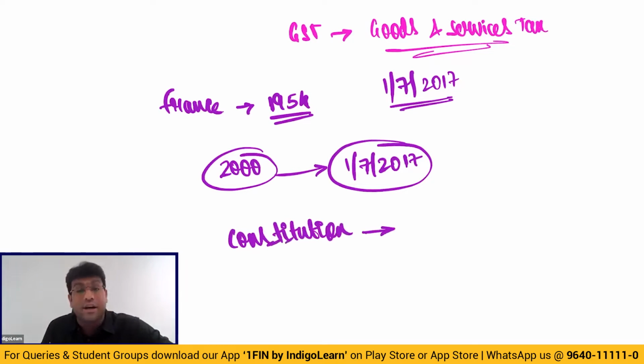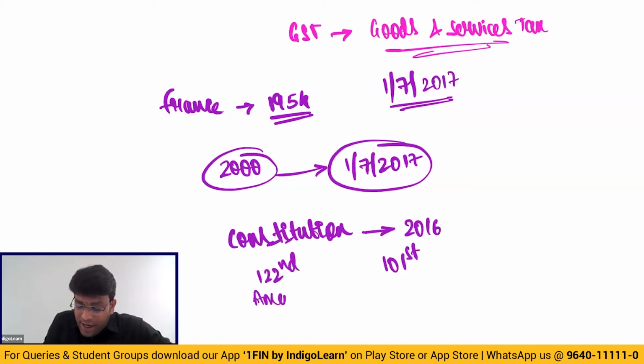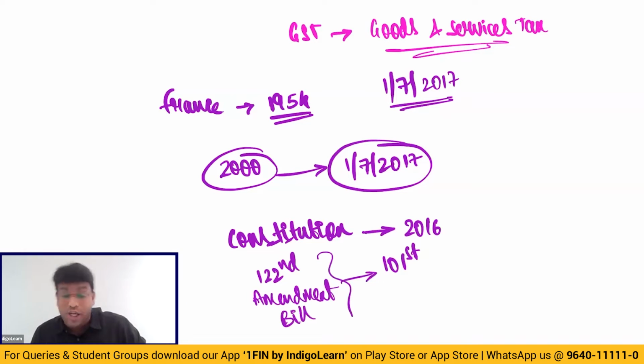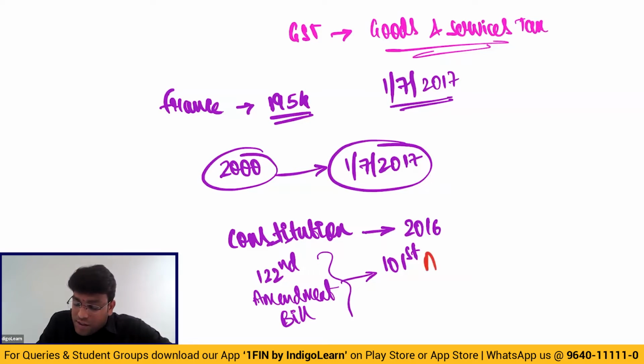As we all know, the Constitution is the supreme law of India, from which all other laws derive power to impose their taxes. So, the mother of all laws, the Constitution, needed to be amended in 2016, and they brought the Constitution 122nd Amendment Bill. Which bill, my dear friends? Constitution 122nd Amendment Bill. And this Constitution 122nd Amendment Bill has become the Constitution 101st Amendment Act.